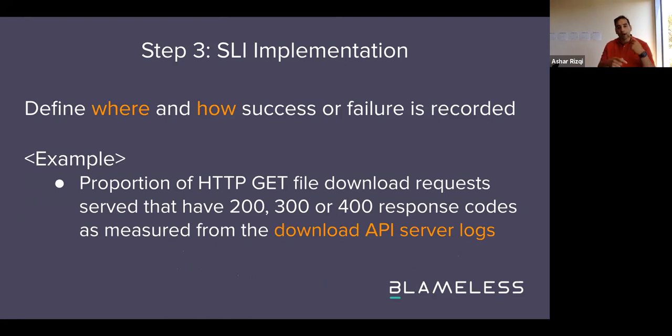And you can refine and iterate over this to understand if there are any gaps in your user journey, and then go back and modify your SLI spec based on that. So in this example, what we're going to say is the proportion of HTTP GET file download requests that have been served 200, 300, or 400 responses as measured from the download API server. And the reason why we've selected the download API server for this example is that if the download API server is unavailable or has a lot of latency, then that's going to directly impact our user's experience.